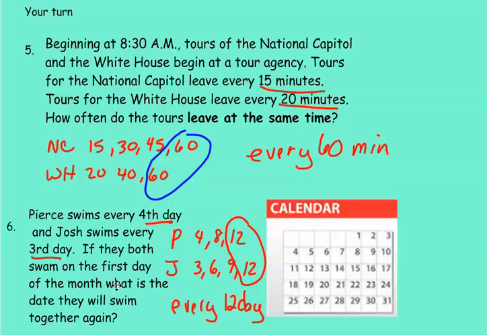But the question is, let's make sure we answer that question. If they both swam today, so they swam today on the 1st of the month, every 12 days, that means we're going to count 12 days from here. 1, 2, 3, 4, 5, 6, 7, 8, 9, 10, 11, 12. So the next day they swim will be on the 13th. Okay, so make sure you see the difference between that question there? They swim every 12 days, but I want to know the exact date. That would be on the 13th of whatever this month is. Okay?